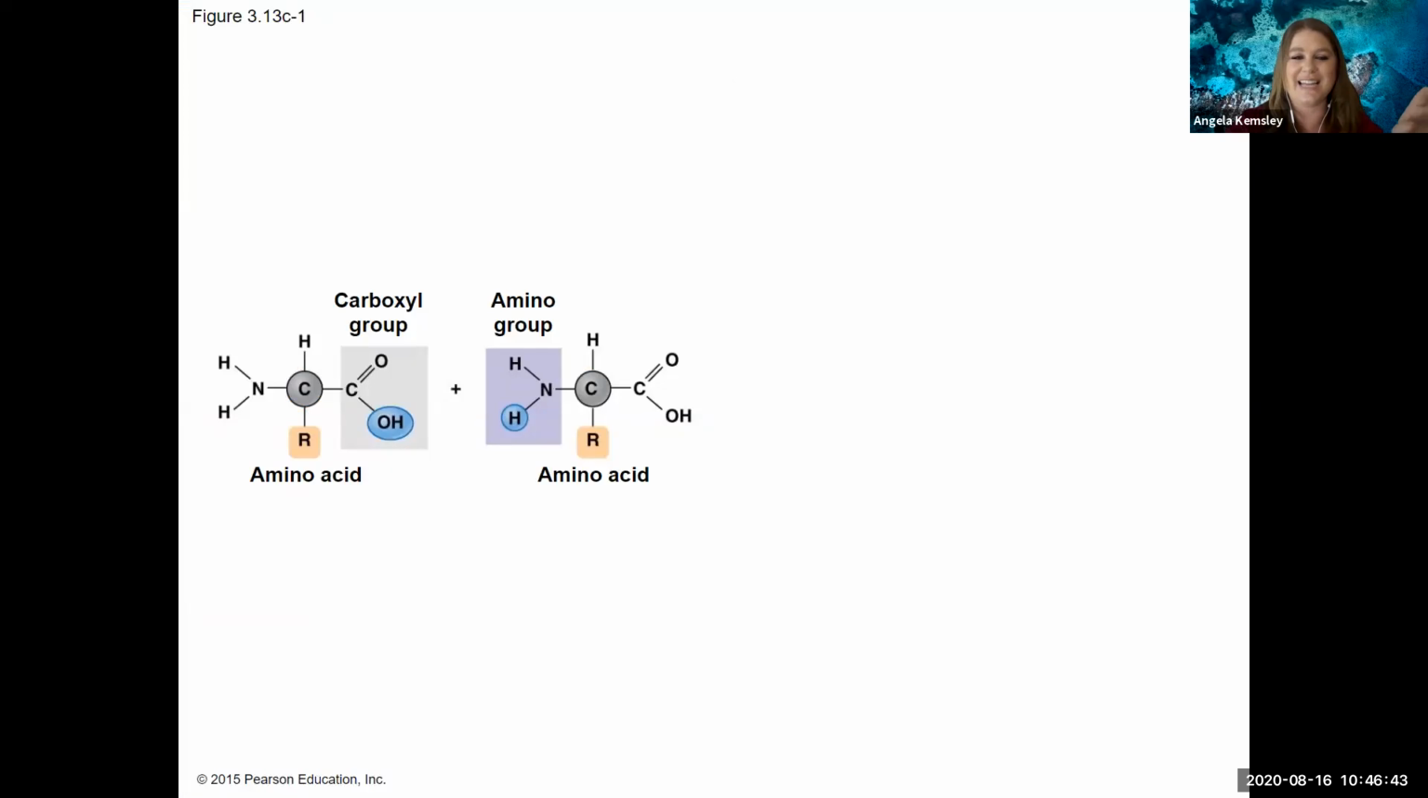So let's take a look at that. We have one amino acid and we have another amino acid. Notice that they are fairly similar. The difference is going to be in whatever this R group is. And we're going to take the carboxyl group of one amino acid and the amino group of the other.